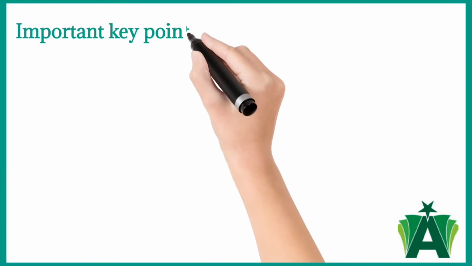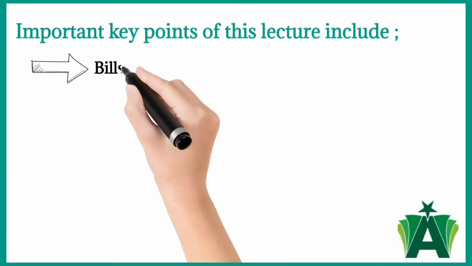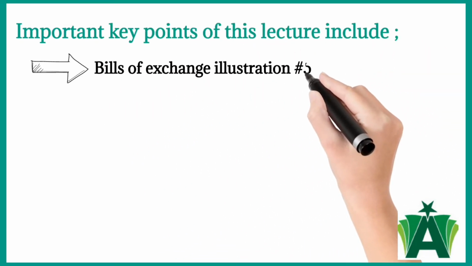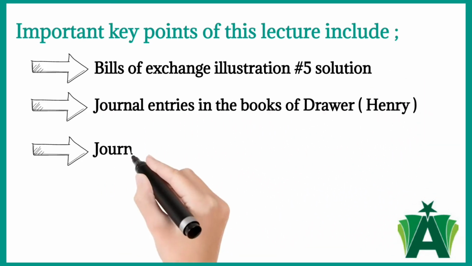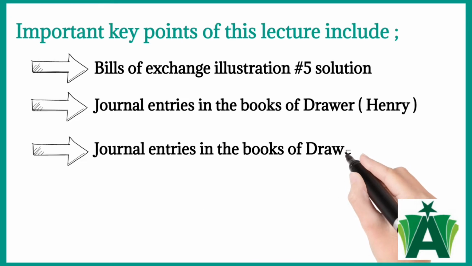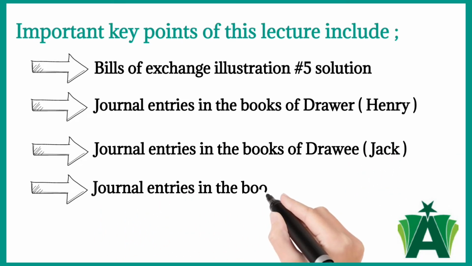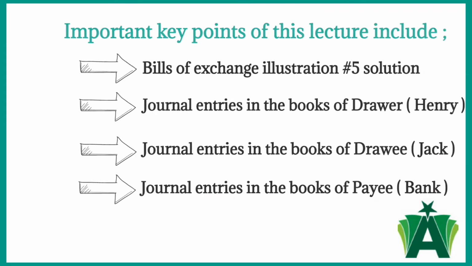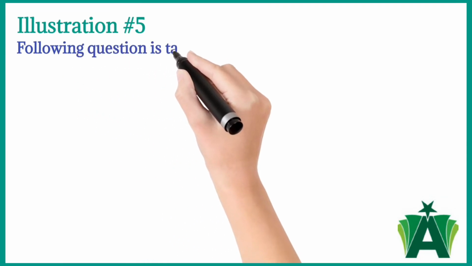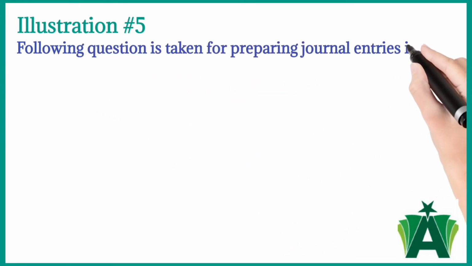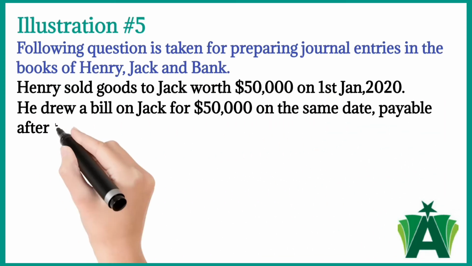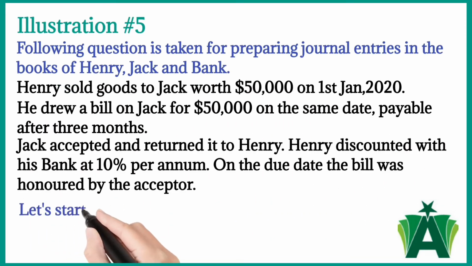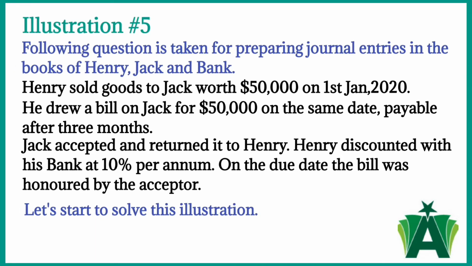Important key points of this lecture include bills of exchange illustration number 5 solution, journal entries in the books of drawer Henry, journal entries in the books of drawee Jack, journal entries in the books of payee bank. Following question is taken for preparing journal entries in the books of Henry, Jack and bank. Let's start to solve this illustration.